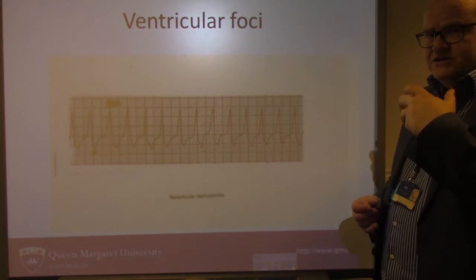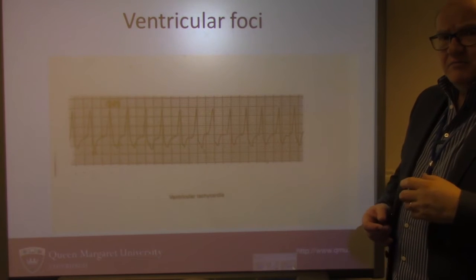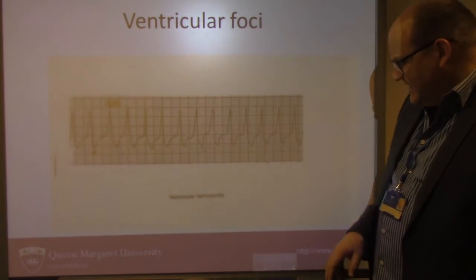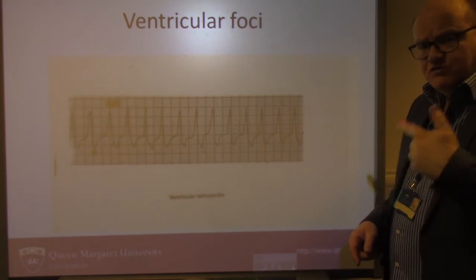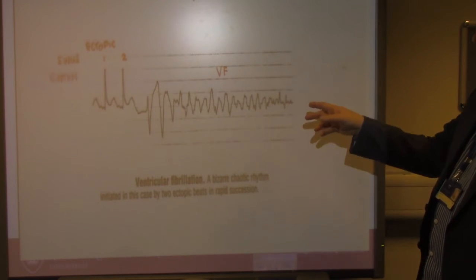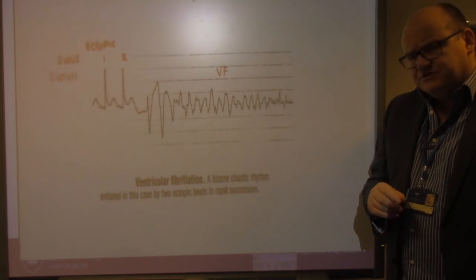Tachycardia being an acceleration of the heart rate, bradycardia being a slowing of the heart rate. So this is evidence of a tachycardia, meaning it's firing much more frequently than it should be. You then can get what we call ventricular fibrillation.